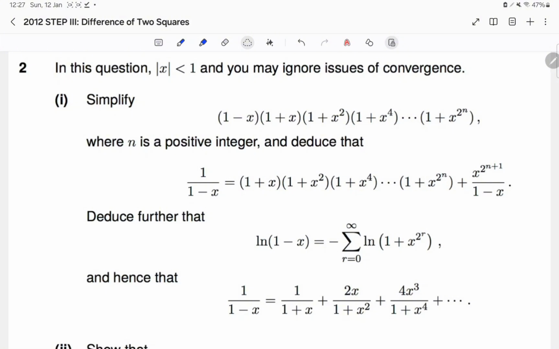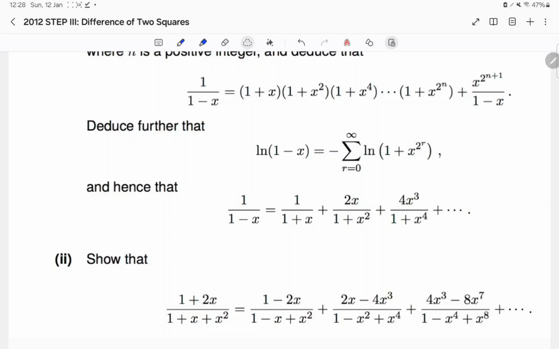Deduce further that the natural log of 1 minus x is equal to the negative of the sum from r equals 0 to r equals infinity of the natural log of 1 plus x to the 2 to the r, and hence that 1 over 1 minus x is equal to 1 over 1 plus x plus 2x over 1 plus x squared plus 4x cubed over 1 plus x to the 4, etc.